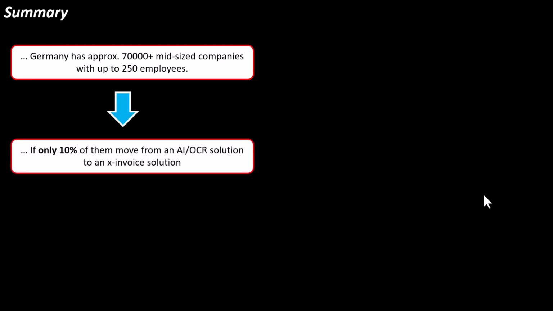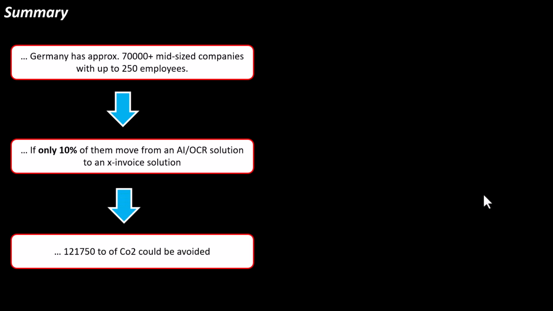Well, as a summary, if we assume this 17,000 kilograms, and we assume that we have 70,000 mid-sized companies that can save this kind of energy or CO2. And if we say, okay, from the 70,000 companies, only 10% are actually applying this. So 10% or 7,000 companies basically move from an artificial intelligence model to an e-invoice model. Then we can save this amount of CO2. These are tons, more than 120,000 tons of CO2.